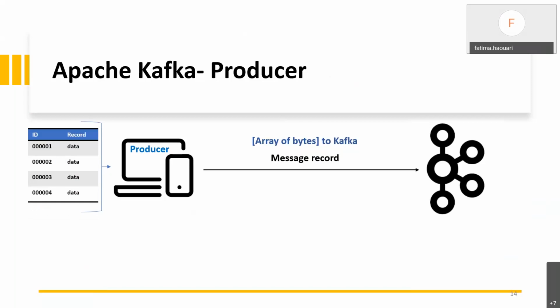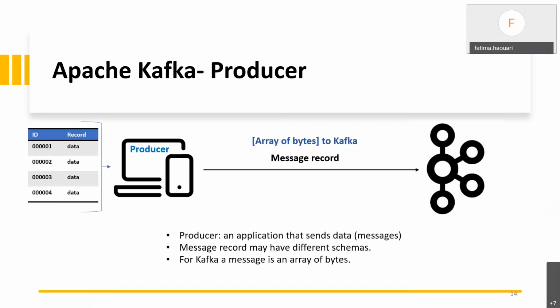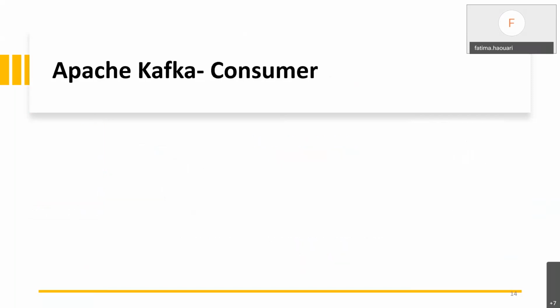The same way, if we have, for example, a database table, we need to send each row as a message record. So as I said, for Kafka, it will be just received as an array of bytes. Any message would be received as an array of bytes.